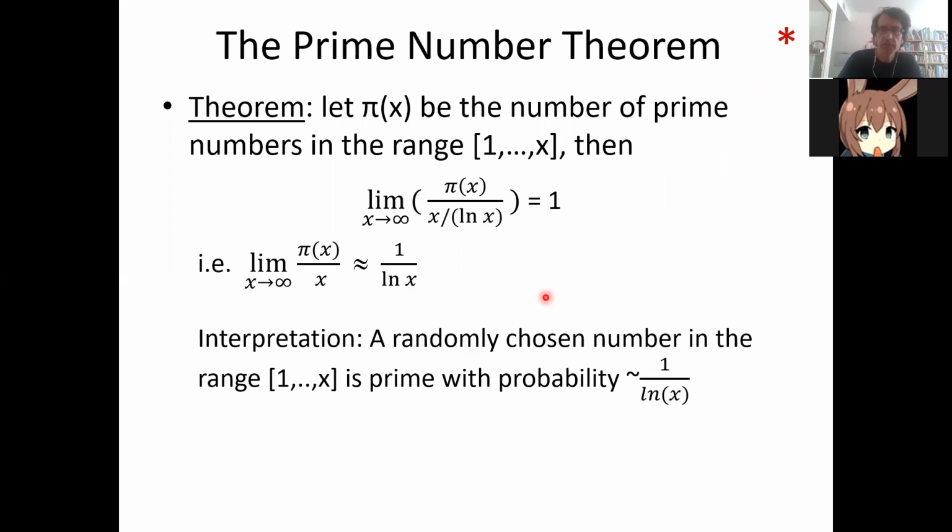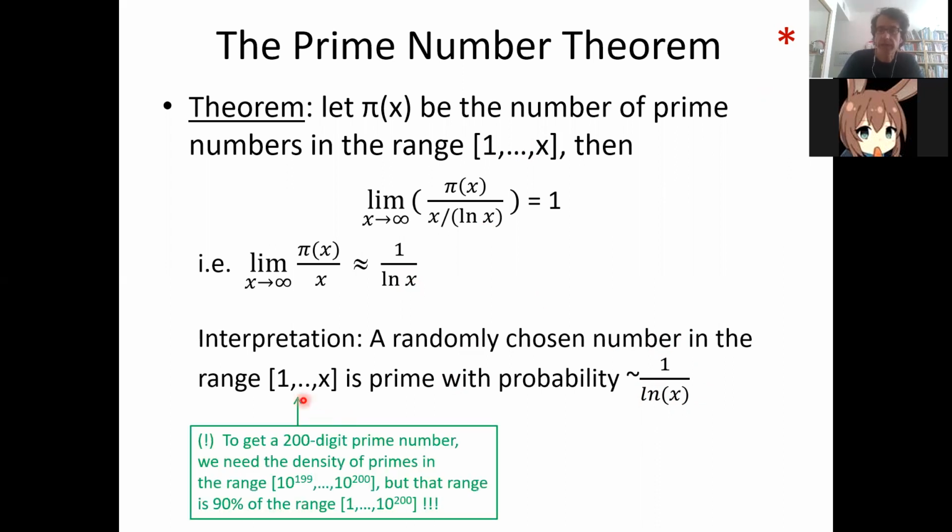So in other words, here's a little caveat. When I say give me a 200-digit prime, I want a 200-digit prime. That's a slightly different question, because here is 10 to the 200, the end of my range, but it doesn't start at 1. It starts from the largest 199-digit number, which is 10 to the 199. But notice this range is 90% of this one, because this one has 10 to the 200 numbers in it, and what's missing here is 10 to the 199, which is 1/10.